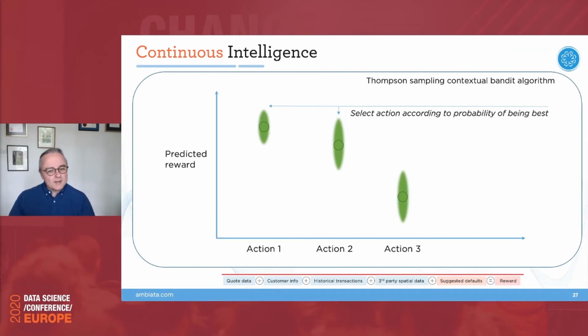Now, the other part of these algorithms is that they update their probabilities for every observation. So what's happening here is you're exploring the space of possible best rewards at the same time as exploiting what you know so far.